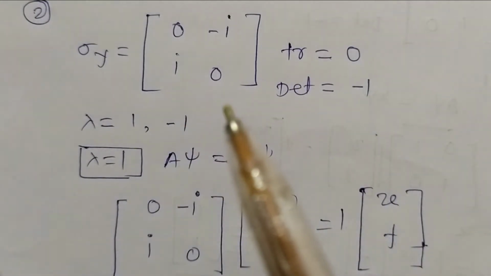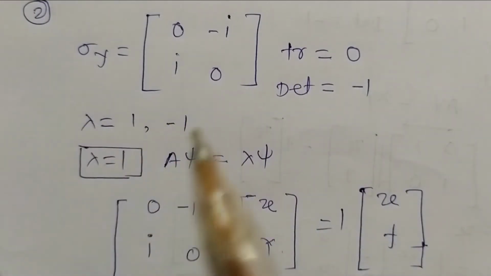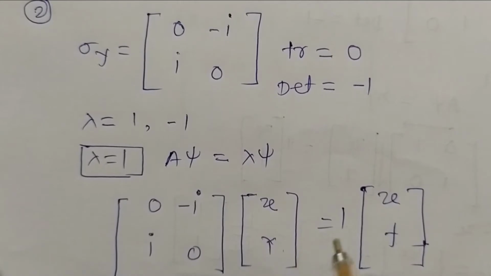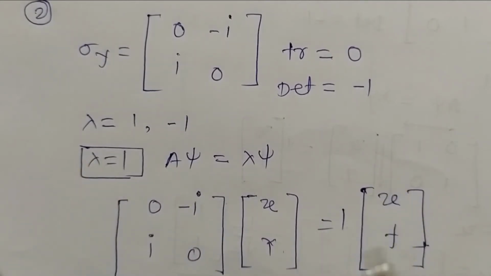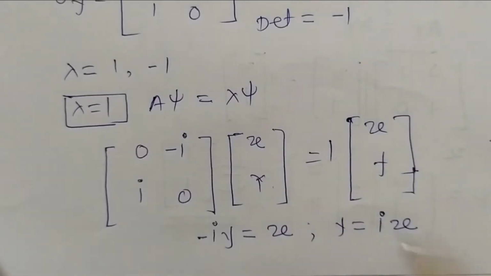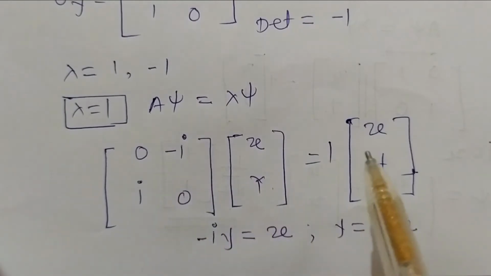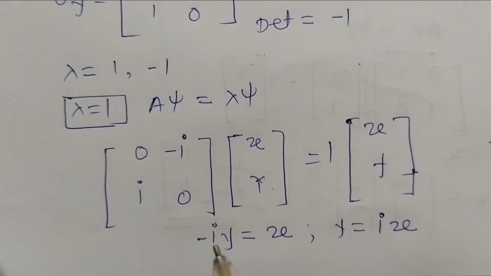So we have to find the eigenvector using this eigenvalue. The characteristic equation for finding the eigenvector is A psi is equal to lambda psi. That is the matrix 0, minus i, i, 0 into psi, where psi is (x, y), equal to lambda, which is 1, times (x, y). Here 0 into x is 0, plus minus i into y is minus iy, is equal to x. So minus iy is equal to x. So we can write y is equal to ix. When we multiply both sides by i, it becomes y is equal to ix.